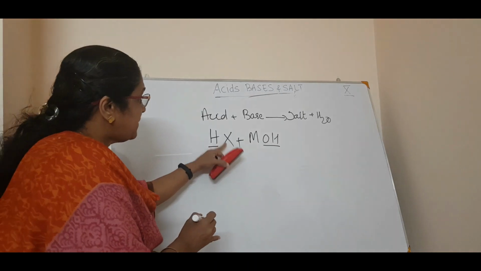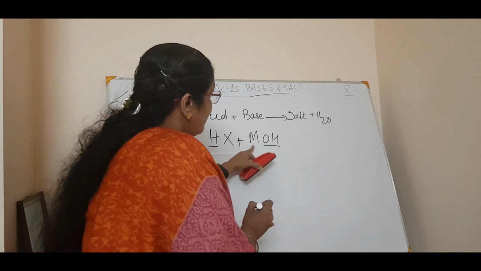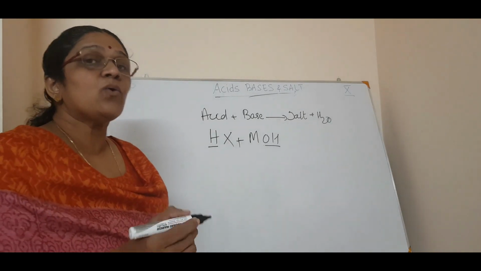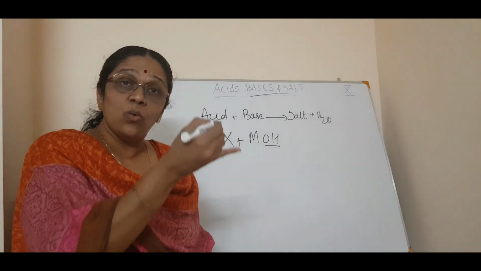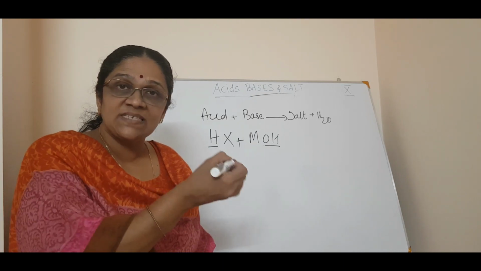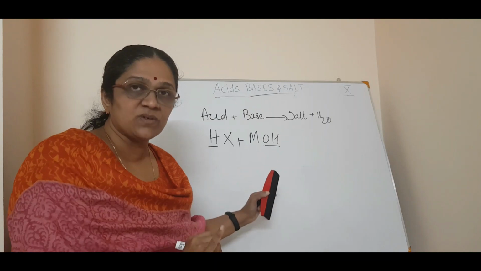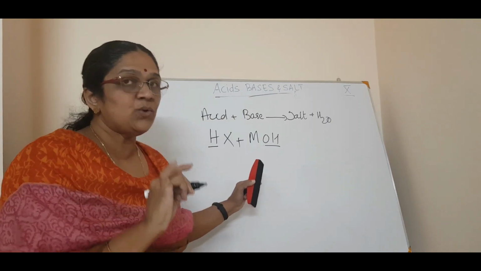HX means it's an acid because it has an H+. And why did I write the base as MOH? M is always a metal. Metallic oxides are basic in nature. When that oxide dissolves in water, it will give you the hydroxide. You have studied this in the third lesson.